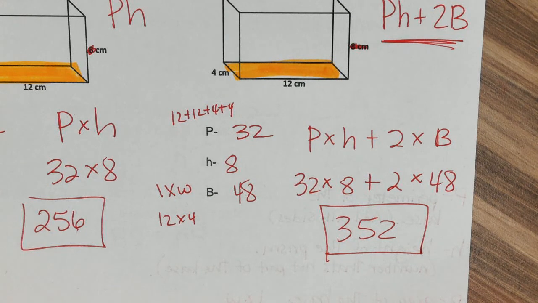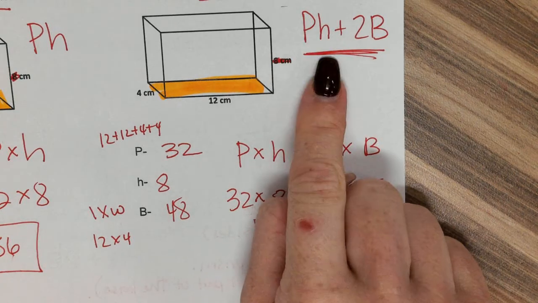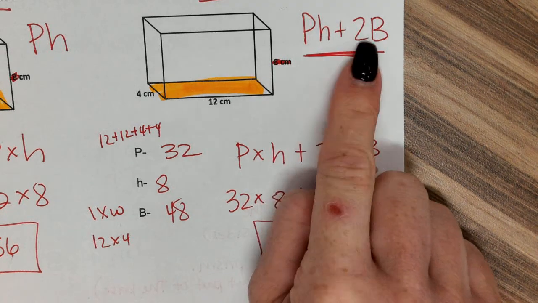Okay, go to the Google Classroom. I have an answer document, and on the answer document I actually have the shapes for you. And you will find total surface area on every single one. So this formula, P times H plus 2 times B.